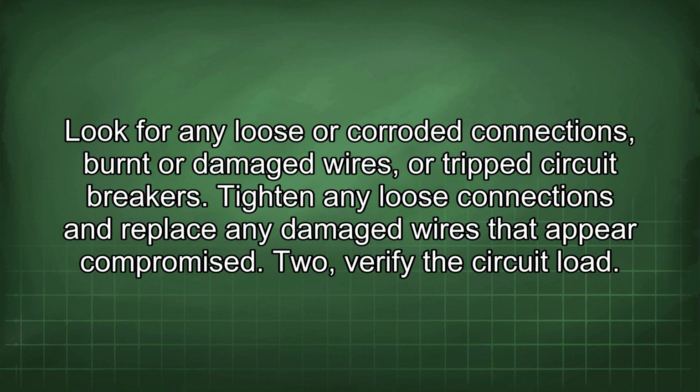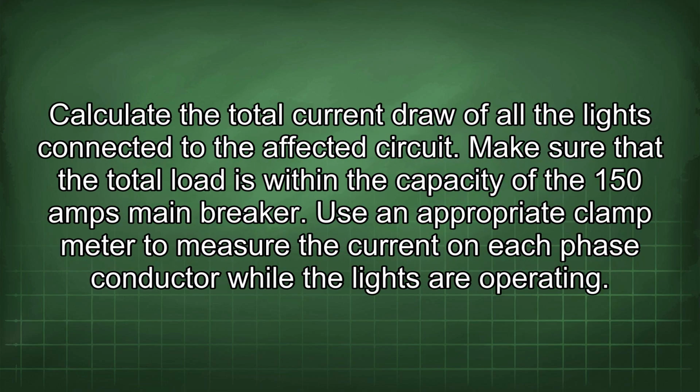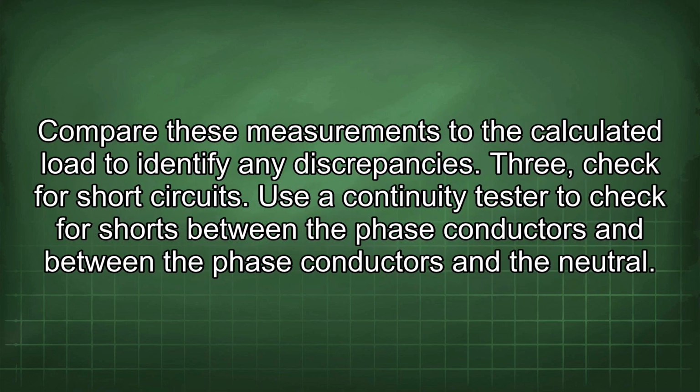2. Verify the circuit load. Calculate the total current draw of all the lights connected to the affected circuit. Make sure that the total load is within the capacity of the 150 amps main breaker. Use an appropriate clamp meter to measure the current on each phase conductor while the lights are operating. Compare these measurements to the calculated load to identify any discrepancies.